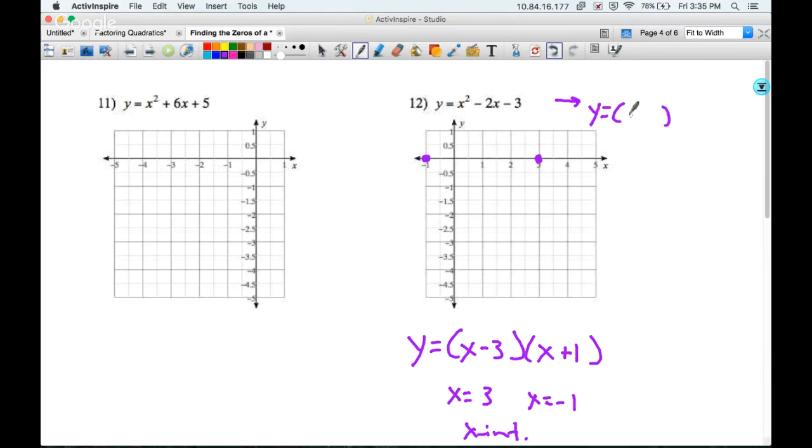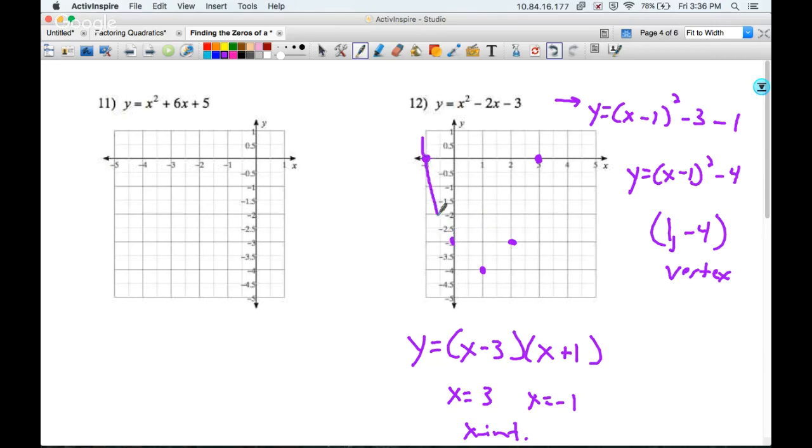Let's find the vertex now by converting to vertex form. I create this structure now. Keep the -3. This value here is always half the b value. Then I subtract away that squared. I get y equals x minus 1 squared minus 4. I go to 1 comma -4 as my vertex. And I can fill in the rest of the parabola from there. And we're done with that problem.